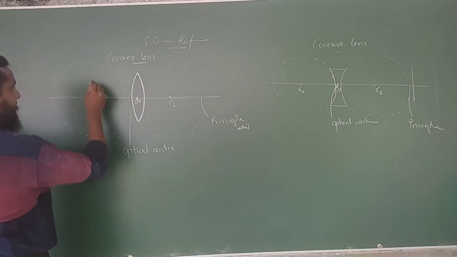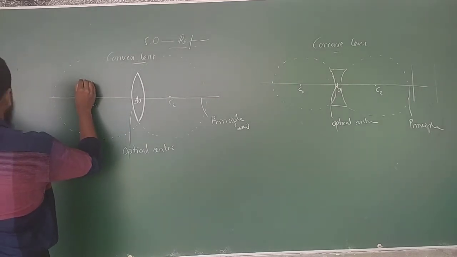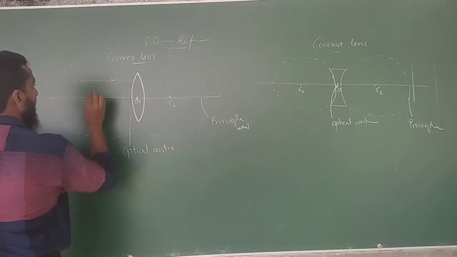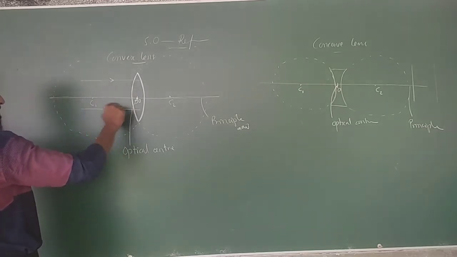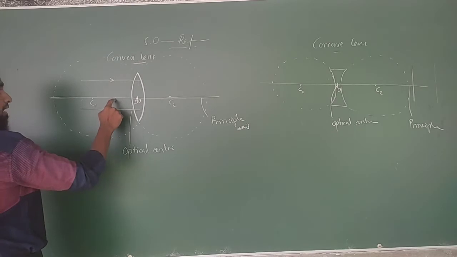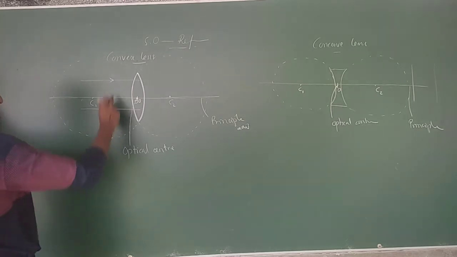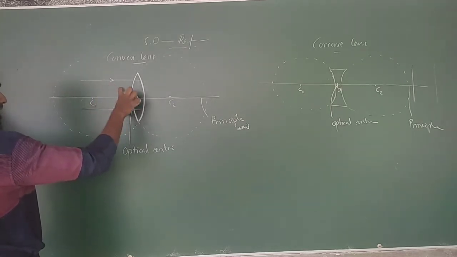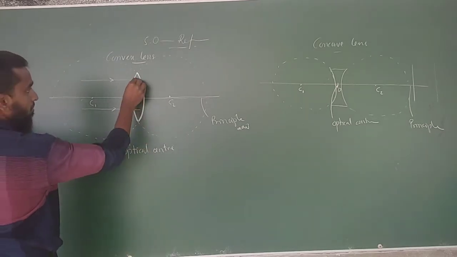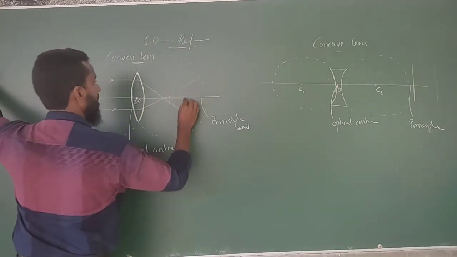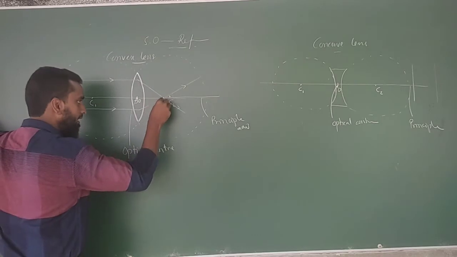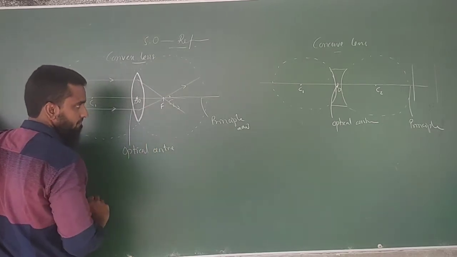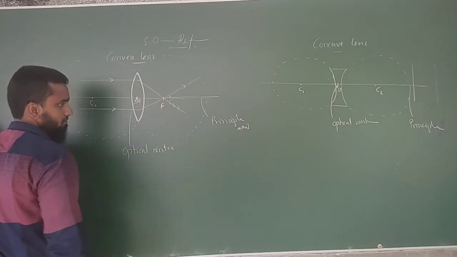The third part of the diagram: if you send two parallel rays, which are nearby the principal axis and parallel to each other, at the same time parallel to the principal axis, rays which are parallel to the principal axis and coming nearby the principal axis normally go through a point in the principal axis. That point is known as the focus.